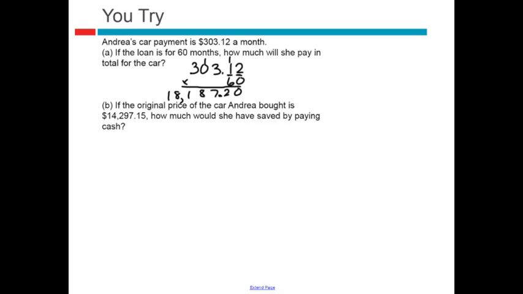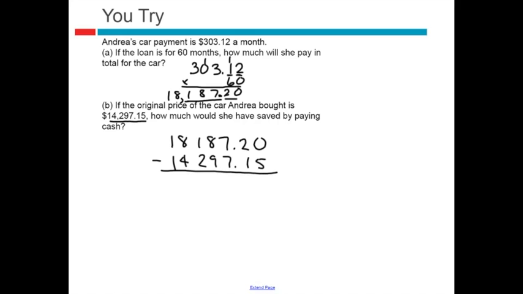In part B, we have that if the original price of the car Andrea bought is $14,297.15, how much would she have saved by paying cash? We can subtract the $14,297.15 from the $18,187.20. So we have $18,187.20 minus $14,297.15. Doing the subtraction, we can solve this problem.